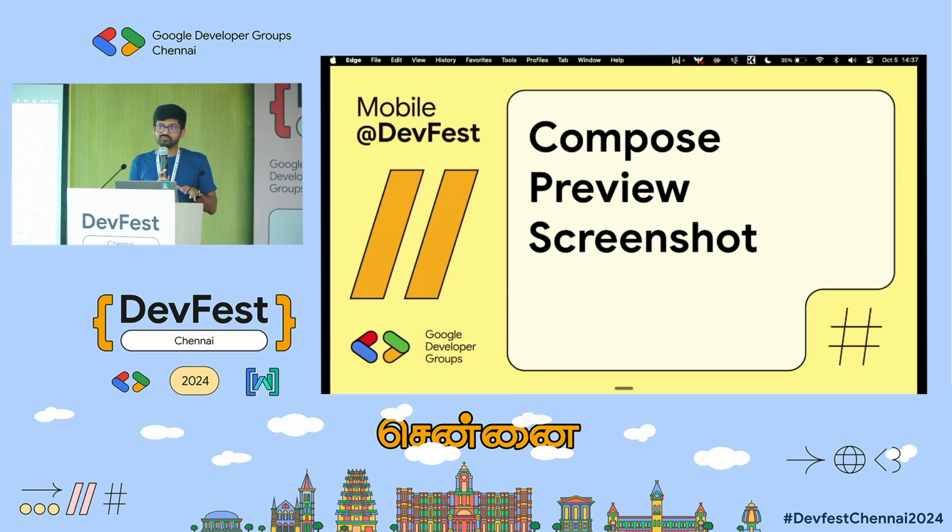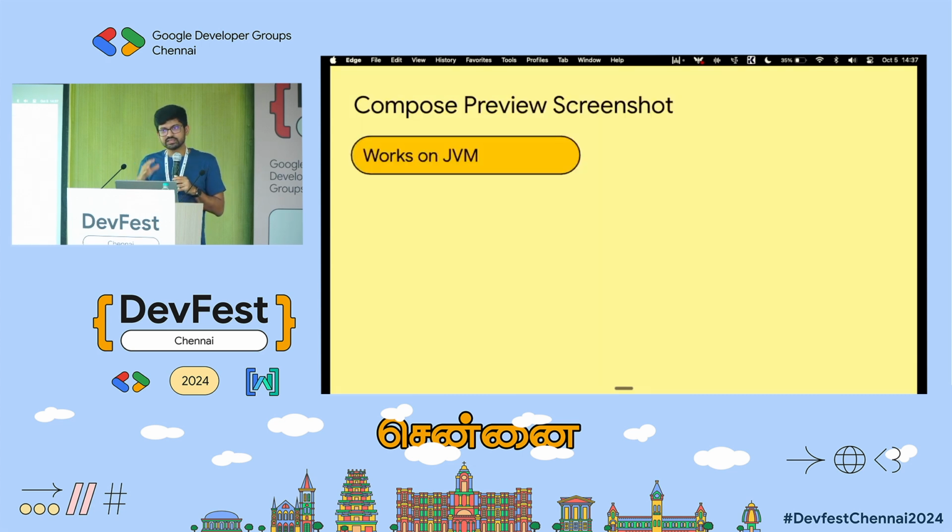There are lots of bugs with this at the moment. They're resolving that with every release. But you can track the bugs. If they are not a deal breaker for you, you can go ahead and use this. There are some small differences from Paparazzi. Good thing is it's still on the JVM. Don't need a device, very fast.